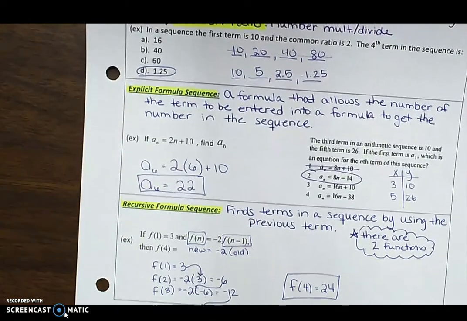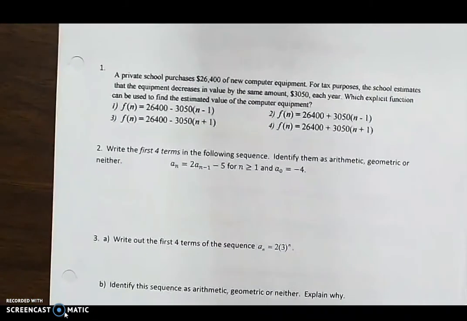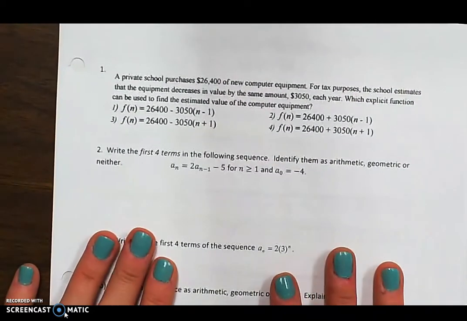What I'd like you to do now as part of your homework is flip to the next page. There are 5 questions that I would like you to try on your own. We're going to go over this at the beginning of class tomorrow.